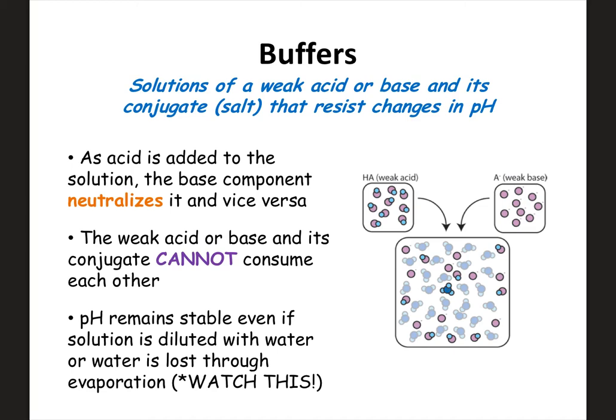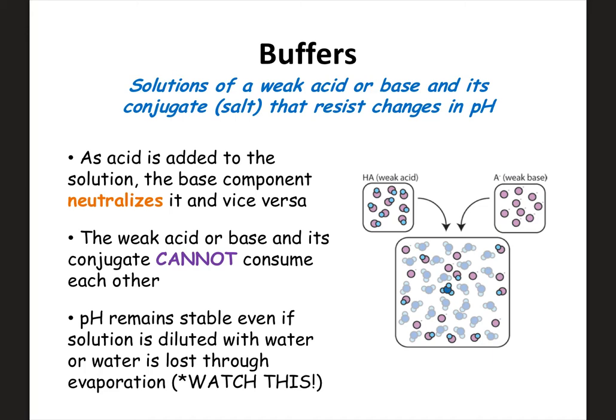All right. A buffer is literally going to try to resist any of these changes in pH and try to keep a pretty stable pH. So anytime you have a weak acid and its conjugate, that's a buffer. As acid would be added to this solution, the base part of the buffer would attack the acid and neutralize it and prevent the pH from changing. And then vice versa. If you added a base to this buffer solution, the acid part of the buffer would attack the added base, destroy it, and prevent the pH from going up.